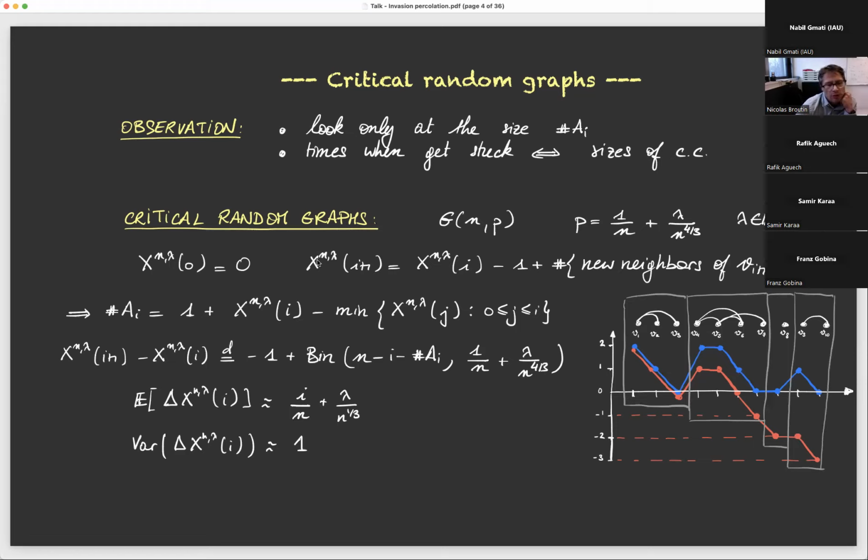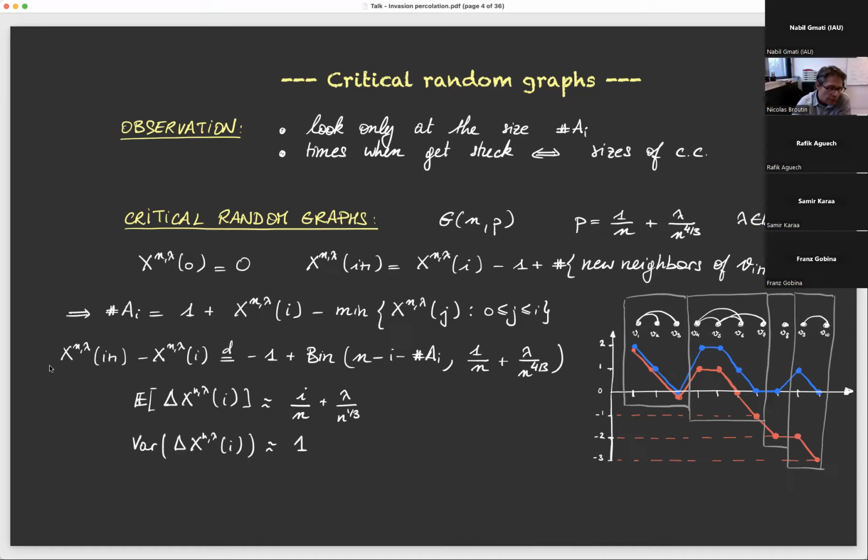So you want to have the process X^{n,lambda}, which is 0 at time 0, and then it evolves in the following way. The increments are -1, because you remove a guy, plus the number of new neighbors. So it's basically the same evolution as the size of the pile, except that you allow it to go negative. Once you have this process X, you can recover the size of the pile by reflection. The size of the pile is just 1 plus the value minus the minimum of the process between 0 and i. So you take the reflected process.